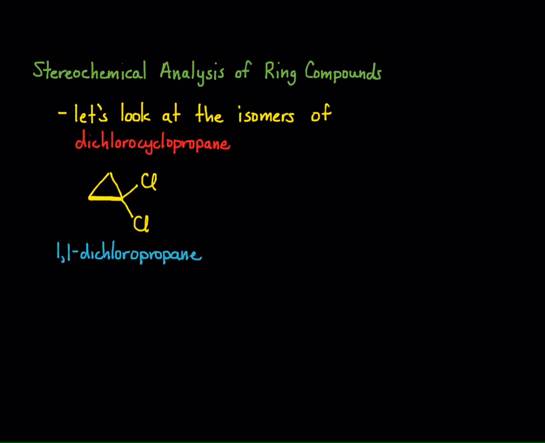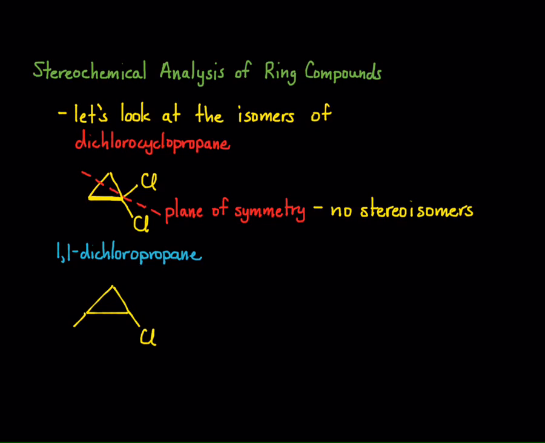And do we have a stereogenic carbon? The answer is no. In this particular case, we don't. And as a matter of fact, you should be able to see that there is a plane of symmetry in this molecule. And because of that plane of symmetry, because there are no stereogenic carbons, there are no stereoisomers of 1,1-dichlorocyclopropane. So 1,1-dichlorocyclopropane only exists in one form. Now let's take a look at 1,2-dichlorocyclopropane.